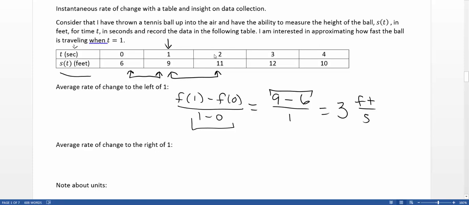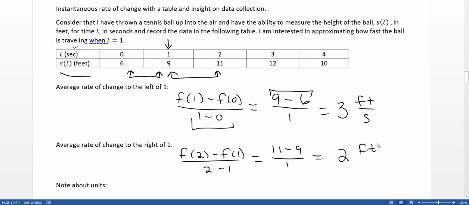I'm also interested in looking at the average rate of change to the right of 1, just like we did on our graph, because we want to look at smaller and smaller intervals around 1 on both sides. So to the right, I'm going to be looking between 1 and 2. So I'm going to do f of 2 minus f of 1 divided by 2 minus 1. So that's going to be 11 minus 9 divided by 1. And that's going to give me 2 feet per second. So my average rate of change to the right is 2 feet per second.